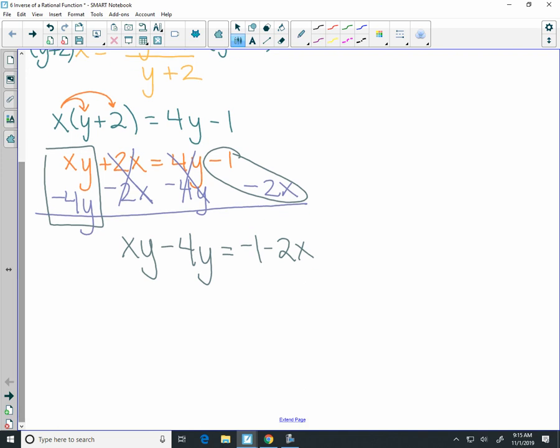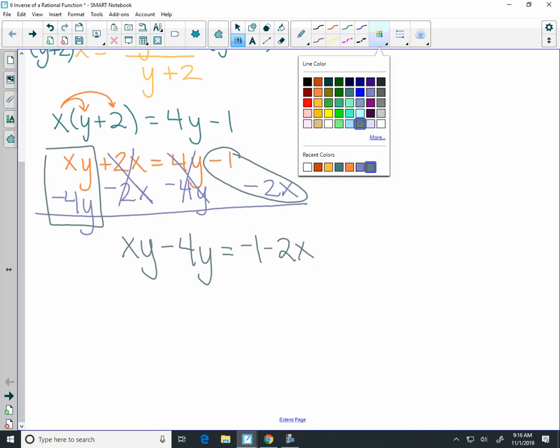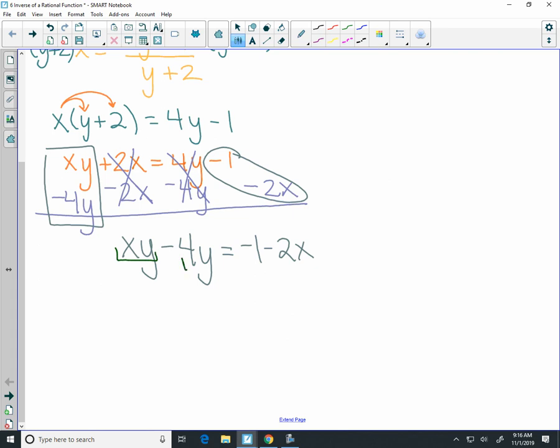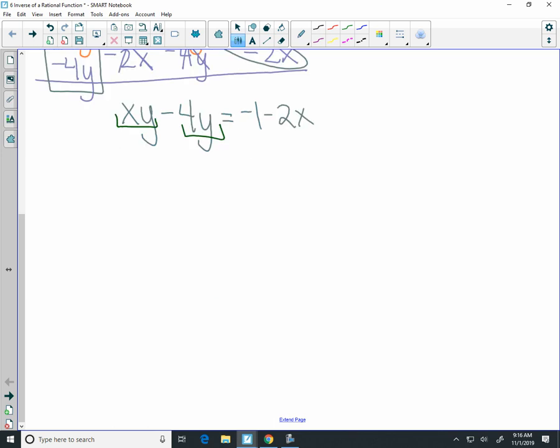And here's the magic step. How do we get y by itself? So how are we going to separate it out first? Factor it, absolutely. This term has a y, this term has a y. We have them on the same side of the equation on purpose. And that's so that we can solve for y. So we're going to factor out that y. Divide both sides by that x minus 4. And you've got your inverse.